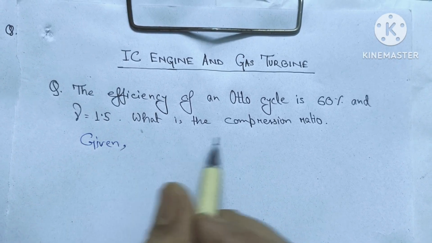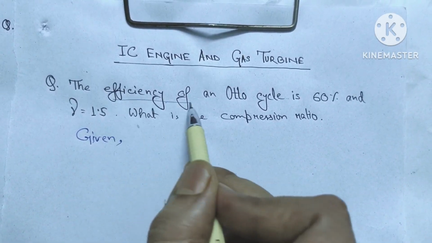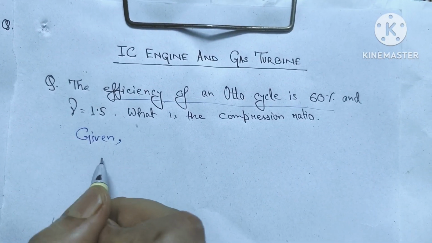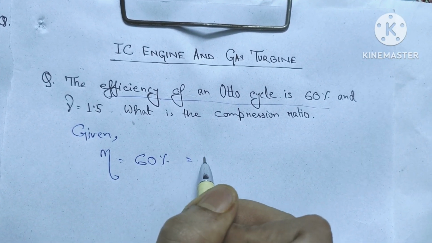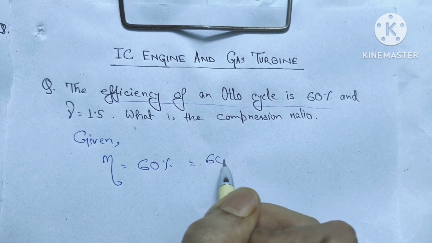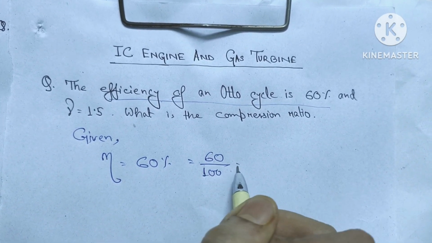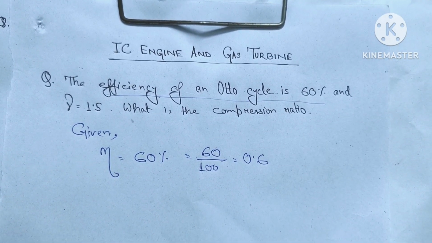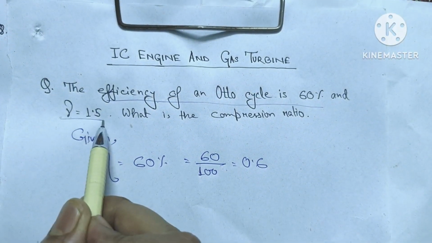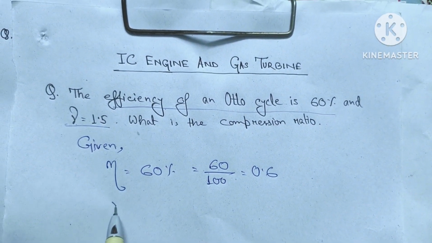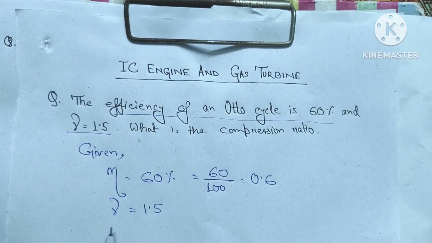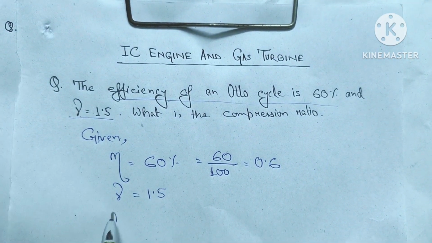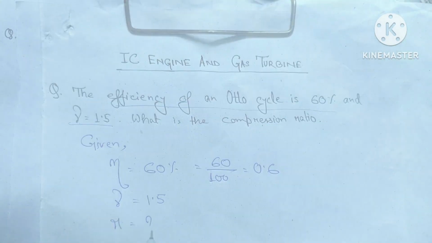Here 2 points are given, that is the efficiency of the Otto cycle is 60%. That means the value of eta is 60%, that is equal to 60 by 100 equals 0.6, and the value of gamma is also given, it is 1.5, and we need to calculate the compression ratio, that is we need to calculate the value of R.